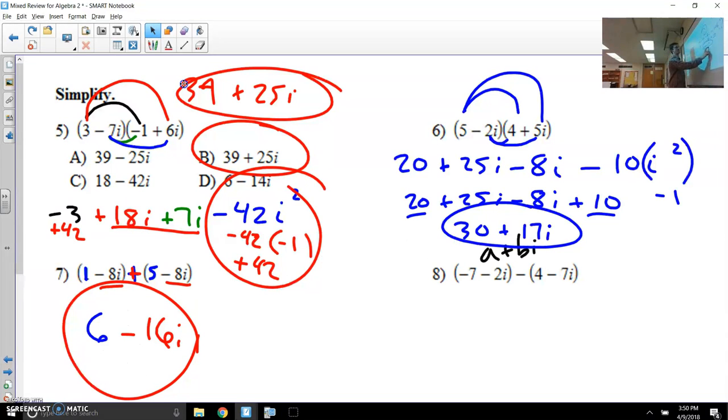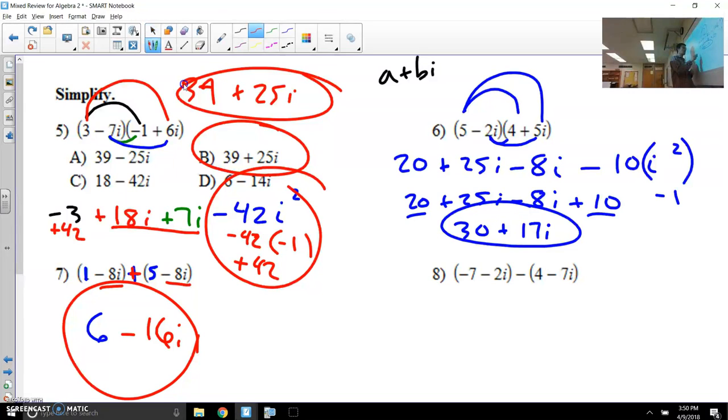Or in this one, a is 30, 17 is your b. Okay? Same thing for all of our answers. They all take on that form of a real number added to an imaginary number. So this one is subtraction, and I'm going to let you guys try this one on your own, and we'll check your work tomorrow in class.